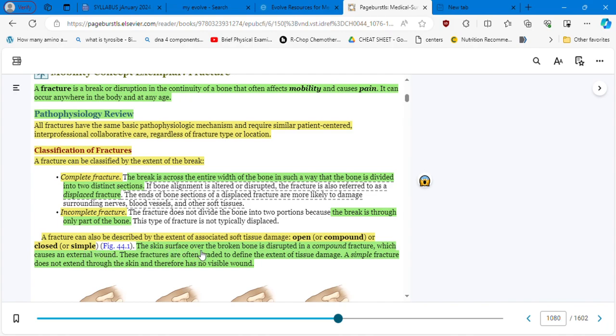The skin surface over the broken bone is disrupted in a compound fracture, which means it is open, right? Which causes an external wound. And this type of fracture is going to put the patient at high risk for infection because it's an open wound, right? These fractures are often graded to define the extent of tissue damage. A simple fracture, now we know is a closed fracture, does not extend through the skin and therefore has no visible wound.